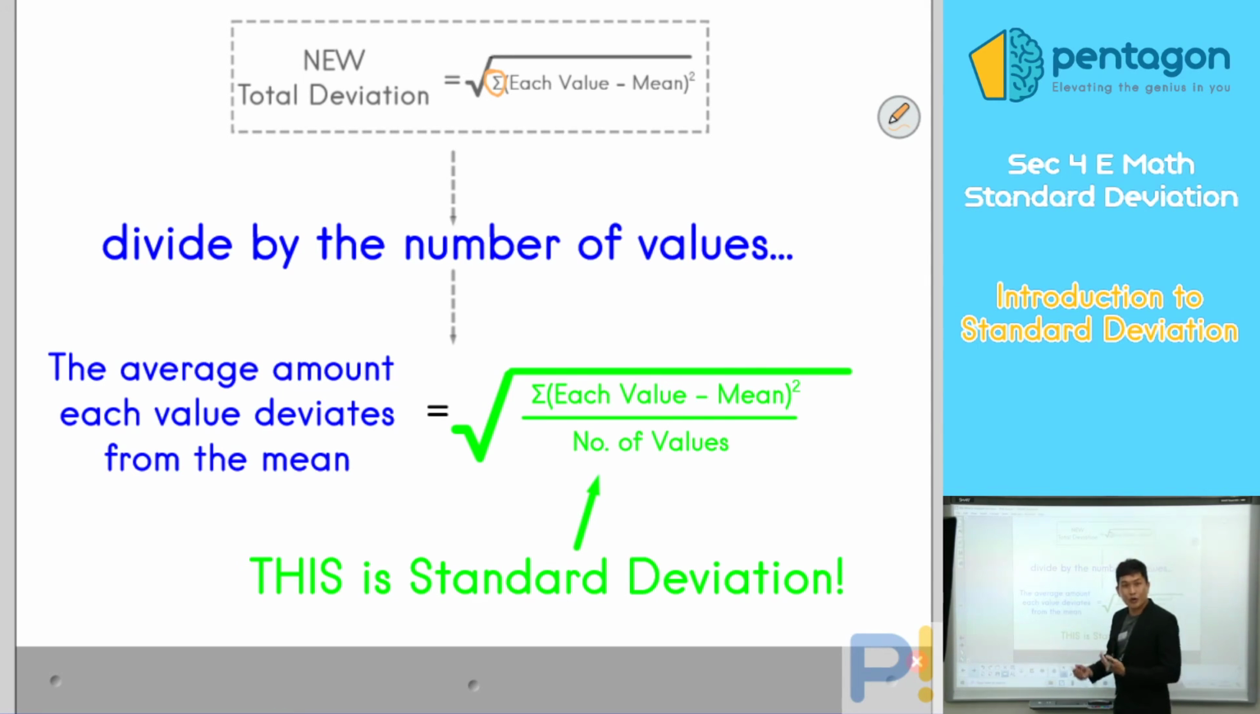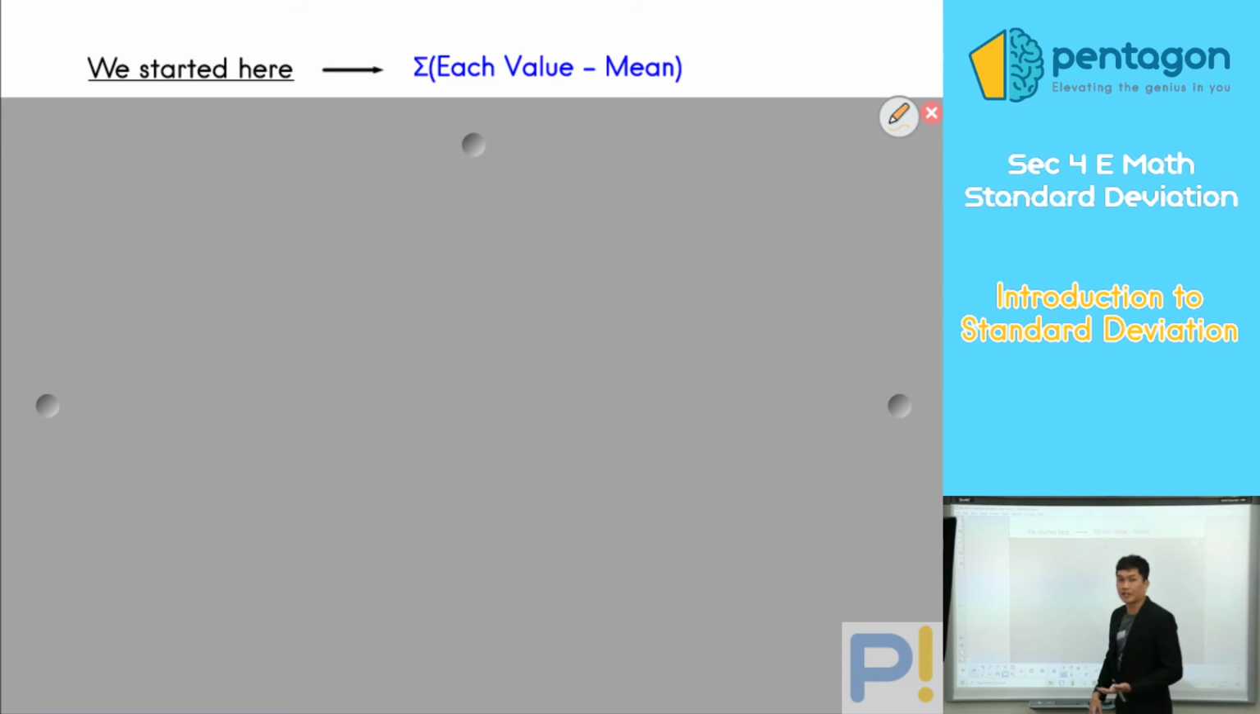So let me just do a quick revision to show you our progress, what we started with. We started here. We started summing up each value minus the mean. That didn't work because we are kind of evening things out, averaging things out. Sorry about the planes flying by. Hopefully you can still hear what I'm saying.